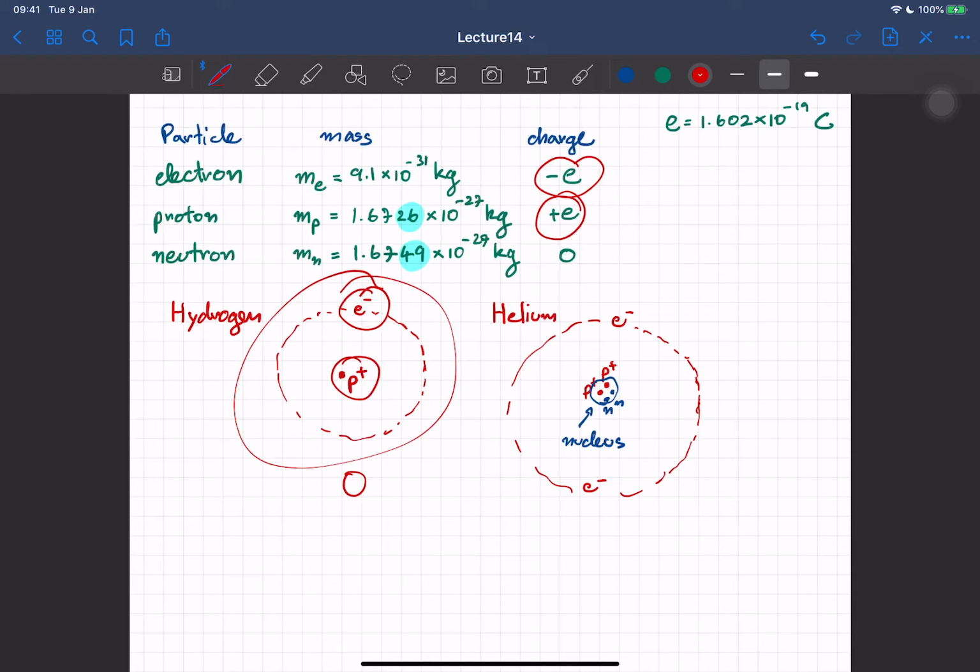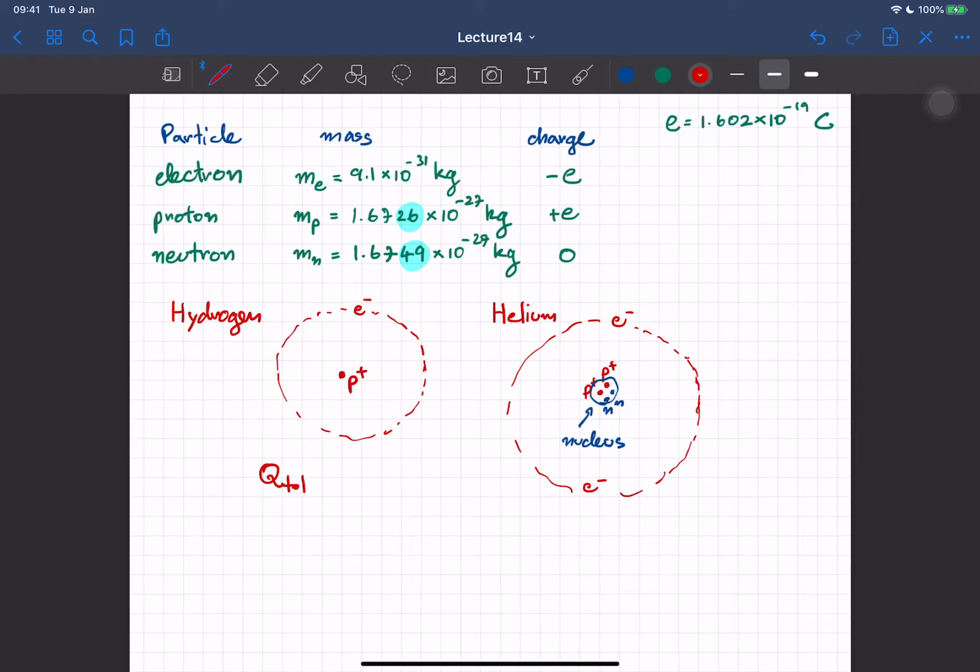Helium is the same. You have two electrons, so the total charge is minus 2e. And you have two protons, so the charge is plus 2e. So you add all together, then you get also zero. Okay, so this is what we call neutral atoms. Neutral atoms means Q total is equal to zero, and Q total for helium or for any element, we also have the total charge to be zero.